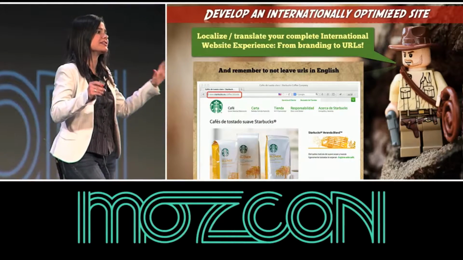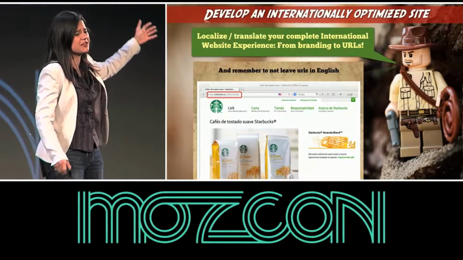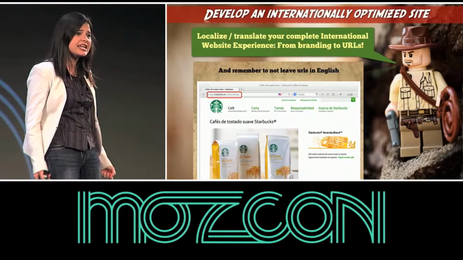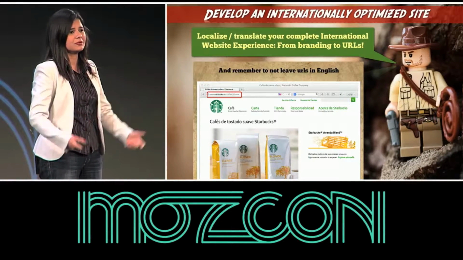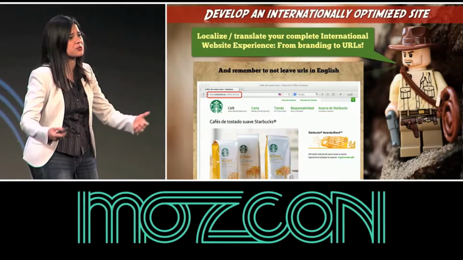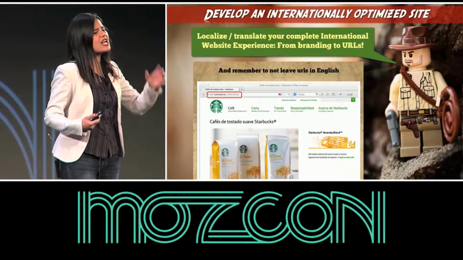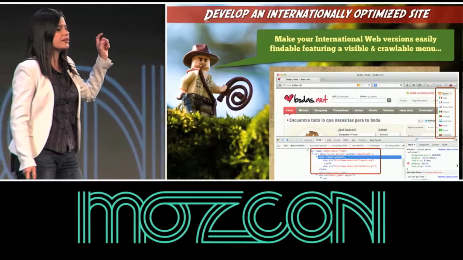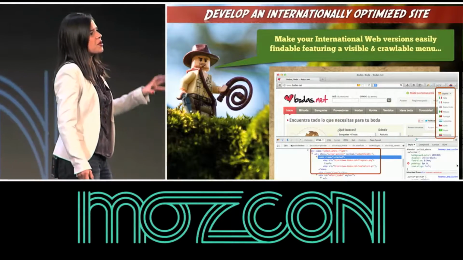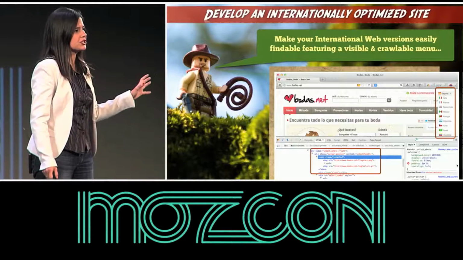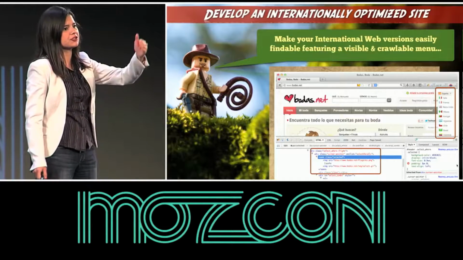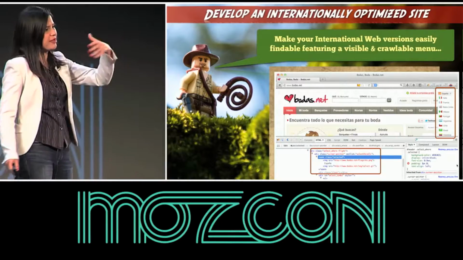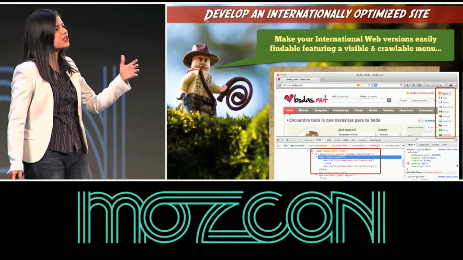And please, please, this is very important, fundamental. You can see even here, unfortunately, even Starbucks does it. Don't leave your URLs in English because, you know, I speak English, but a lot of Spanish speakers don't, other people don't necessarily. Your whole experience should be translated again. And also, something very important, make your navigation accessible. Not only feature the different countries or the different languages that you are targeting, and make it visible for users, but also make it crawlable.